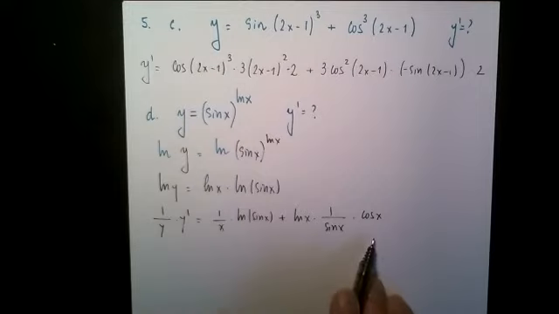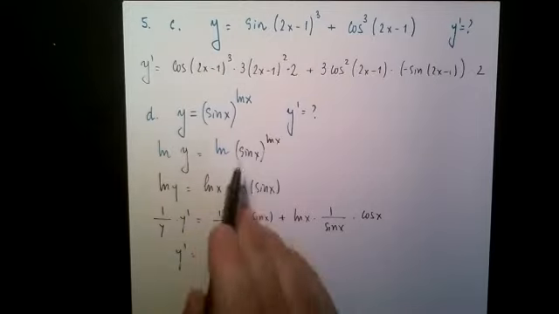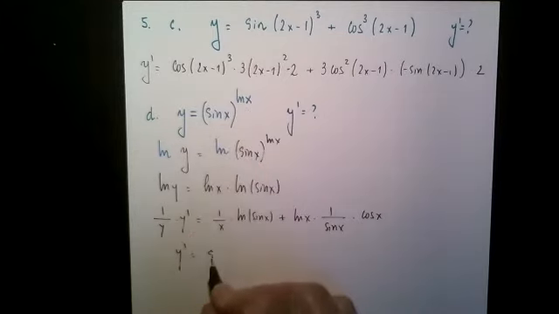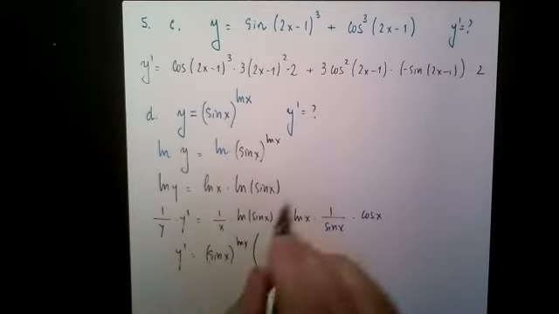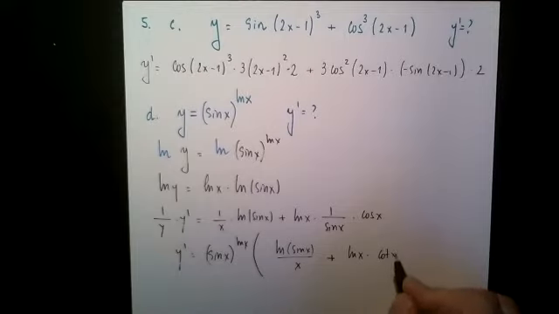Okay, is that okay? So y prime, I'm going to isolate, is equal to y, which is this. So sine x to the power of ln x times all this, which is ln of sine x over x plus ln x times cos over sine, which is cotangent of x. Okay, any questions?